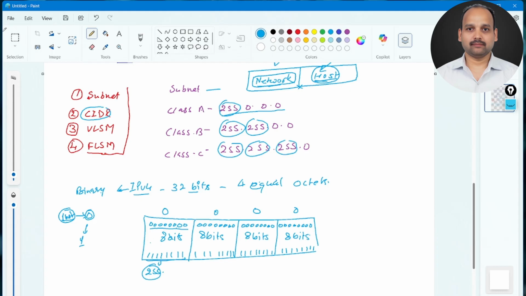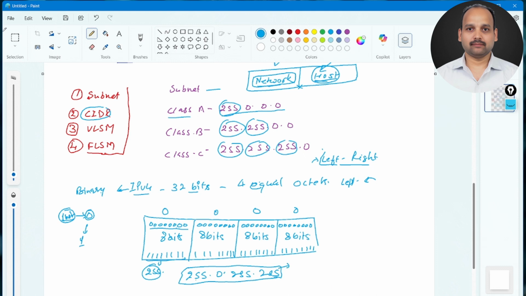In the IP address and in the subnet address, what is the difference? A subnet is always written from left to right. You can never write it from right to left. If I tell you that 255.0.255.255 is my subnet address, it cannot be valid.